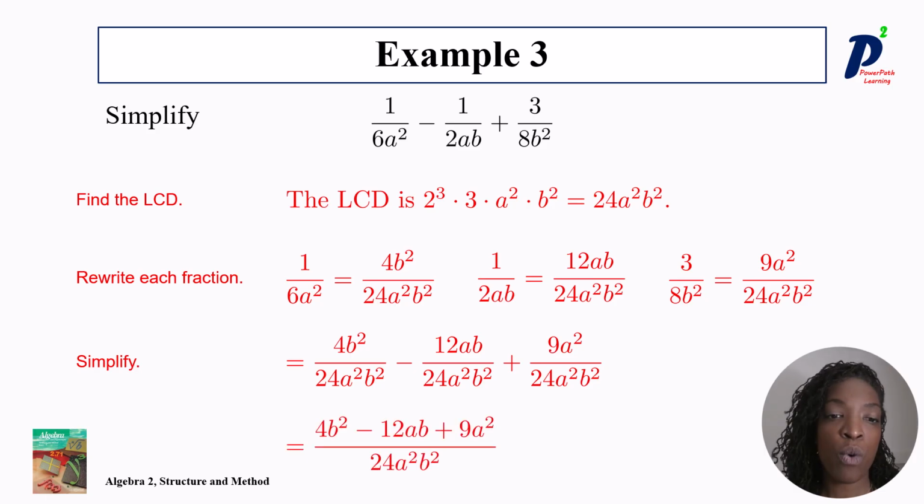And my final answer is 4b squared minus 12ab plus 9a squared. Now keep in mind that this can actually be factored, but because it doesn't cancel at all with the denominator, it's not a necessary step.